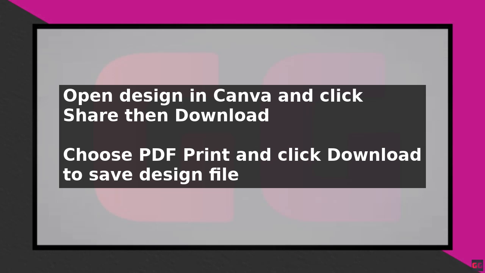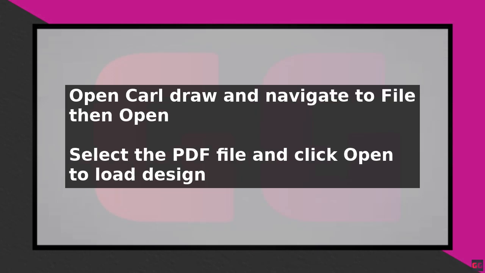In the Download options, choose PDF Print instead of the standard PDF setting. And then click Download. This will save your design as a PDF file on your computer, typically in the Downloads folder. Take note of the file's location, as you will need it later.